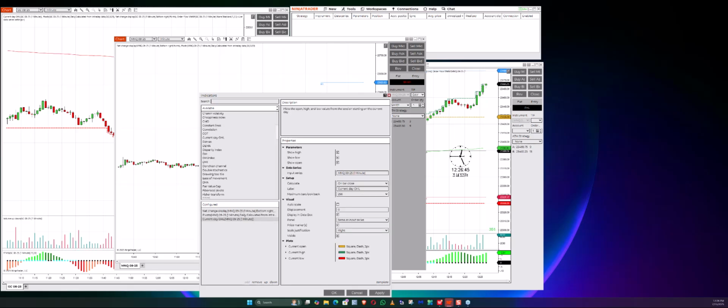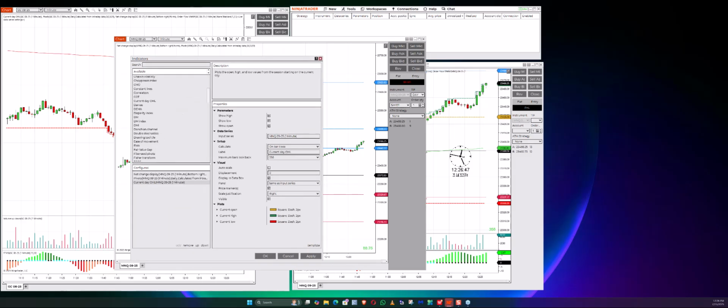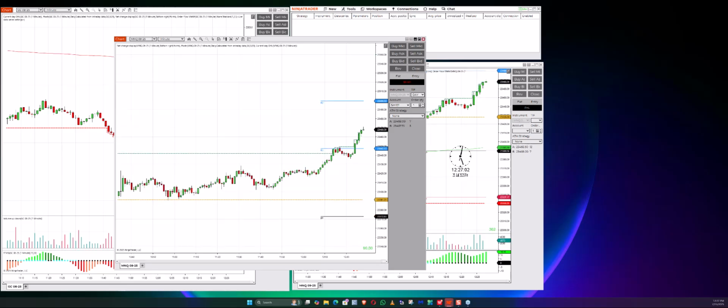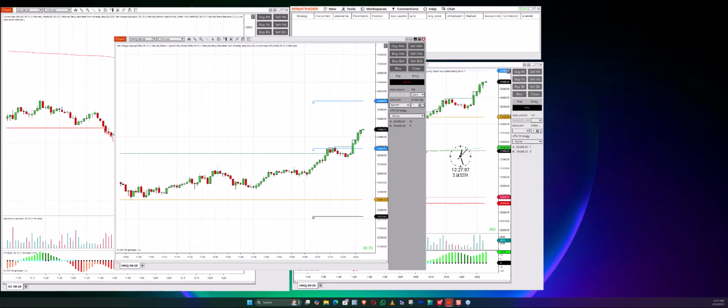Next indicators, the most important one that we use, current day OHL. Double click it, current day OHL. All of these are free, by the way. It puts the current open, the current high, and the current low on the chart. Red for the low, green for the high, orangish goldenrod for the open. Apply it and okay it. And now we have our most important indicator, especially for our magnet trade.